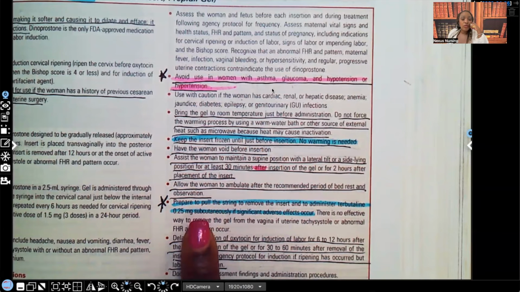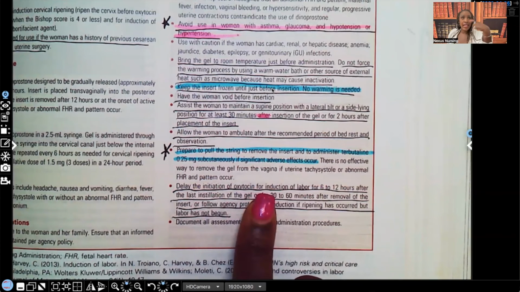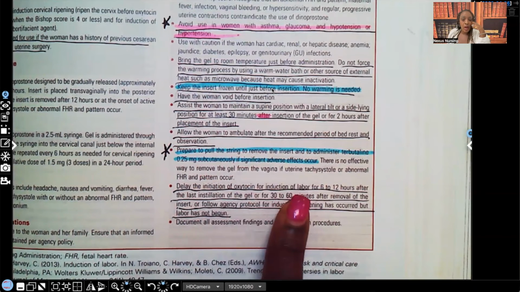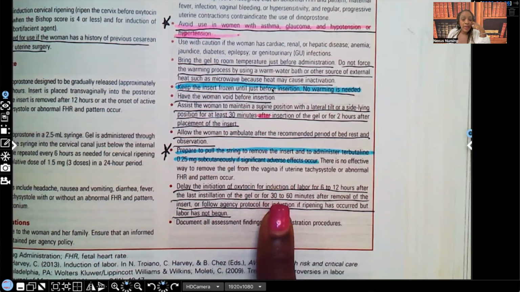Prepare to pull the string to remove the insert and to administer terbutaline 0.25 milligrams. How? Subcutaneously, if significant adverse reactions occur. Delay the initiation of oxytocin. Remember, oxytocin, that's what actually causes these contractions. You want to delay the initiation of oxytocin of labor for 6 to 12 hours after the last installation of the gel, or for 30 to 60 minutes after removal of the insert, or follow agency protocol if ripening has occurred, but labor has not begun.